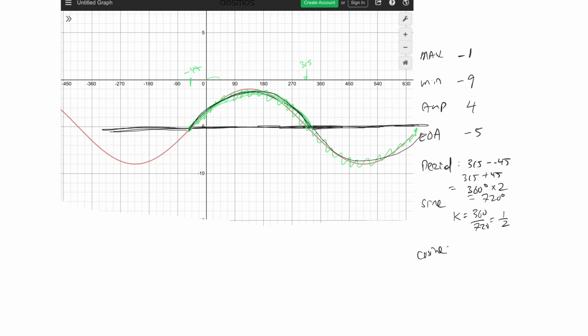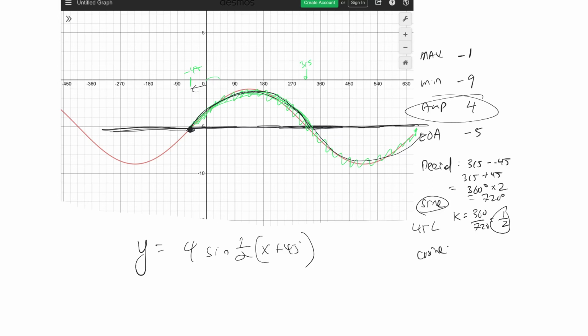This is our first time in this video seeing where the K value can be a decimal or a fraction. So let's figure out the phase shift for sine. Here I started where the black dot is, so it seems like I'm starting 45 to the left. So put here 45 left. If I have to write my equation, number 1, I start with the amplitude, which is 4. I do my sine, and then I put the K value, which is 1/2. Inside this bracket is the phase shift. That means I move 45 degrees to the left. And the last number is going to be my equation of the axis, minus 5.